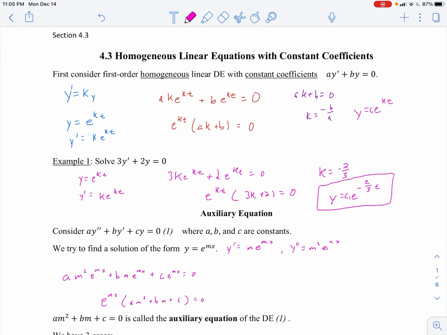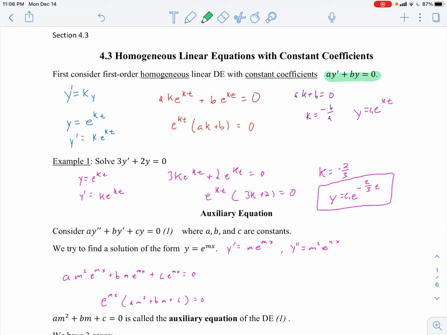Hello and welcome to today's lesson, section 4.3. We're going to solve homogeneous linear equations with constant coefficients. Now, consider the first order homogeneous linear differential equation with constant coefficients. So a y prime plus b y equals 0.